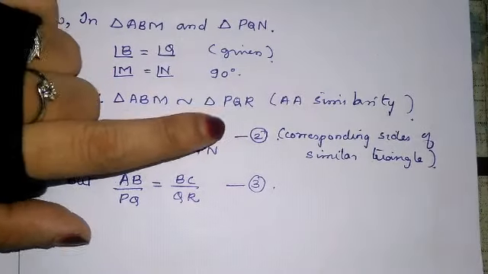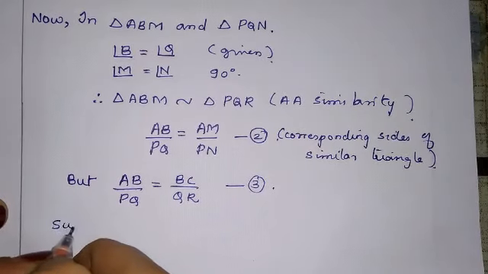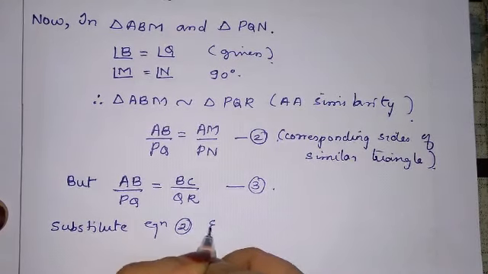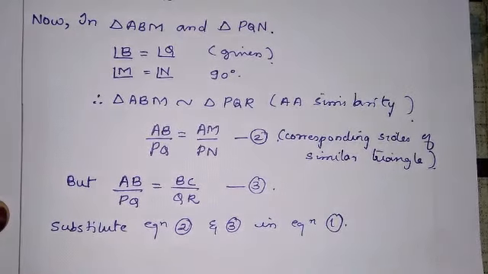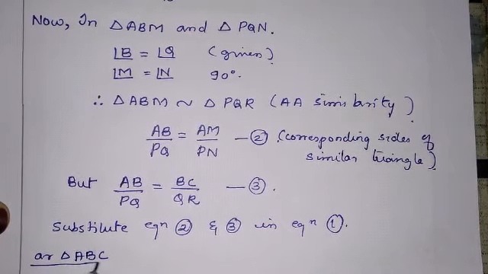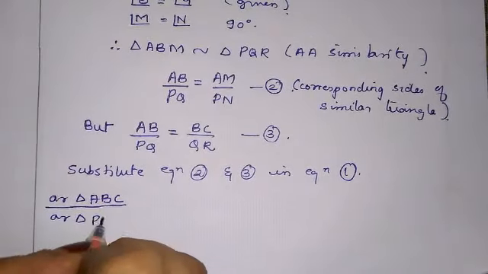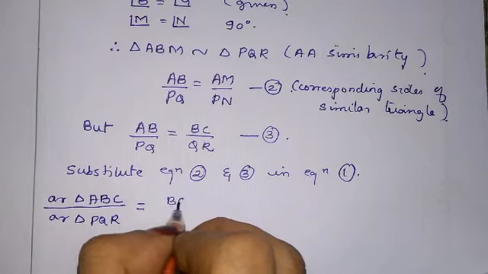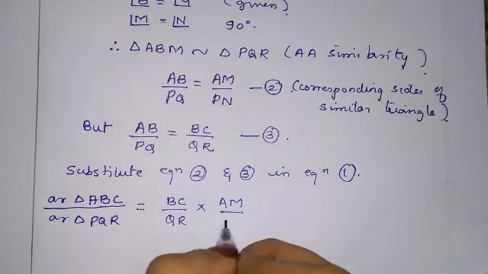Now what we get from this? Now substitute equation 2 and 3 in 1. I'll write equation 1 now first. Area of triangle ABC by area of triangle PQR is equal to BC by QR into AM by PN. This is equation 1.